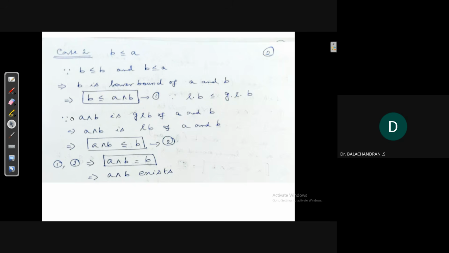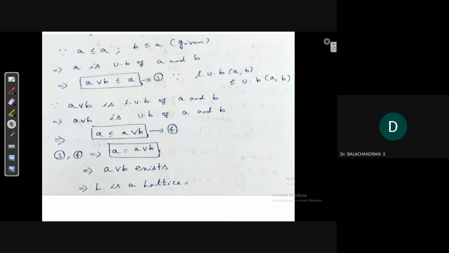Next, since A and B is the greatest lower bound of A and B, it should be a lower bound of A and B. It is a lower bound of A as well as a lower bound of B. I used only that it is a lower bound of B. So that's why A and B less than or equal to B. So now from 1 and 2 we have A and B equal to B. This implies the greatest lower bound of A and B exists.